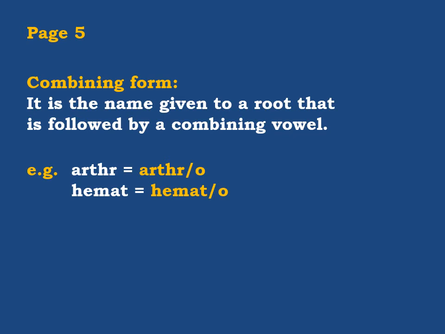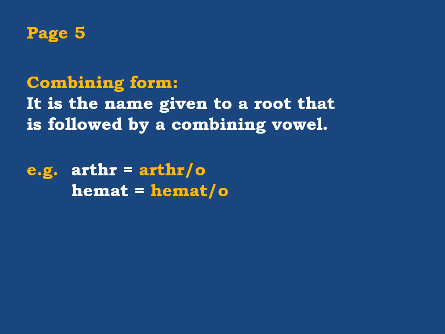So we have Arthur, which is a root. If you add an O to it, we write it with a slash in between. So Arthur slash O, this part is called combining form. Hemat is another root. If you write it with a slash and O after, this is called combining form.